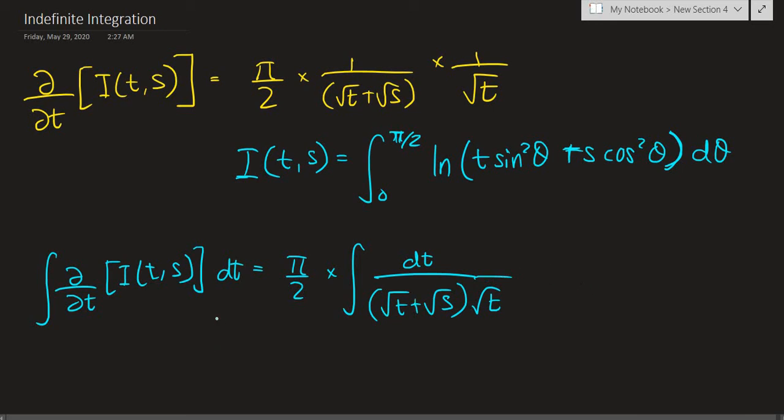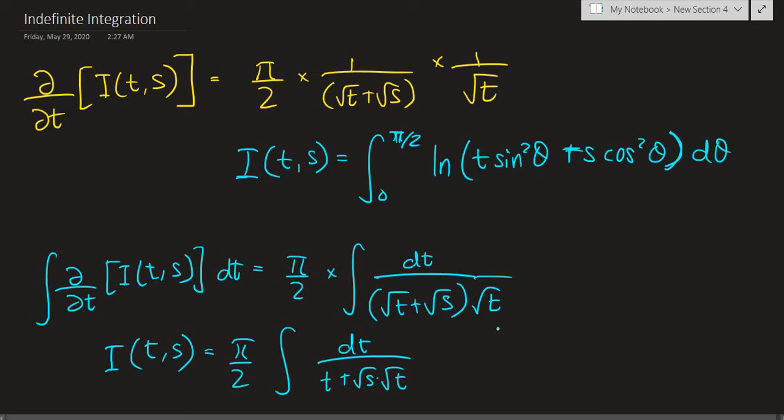So now by the fundamental theorem of calculus, it's almost like the partial derivative with respect to t and the indefinite integral with respect to t are sort of cancelling out. So we just get I(t, s) being equal to π/2 times the integral with respect to t of square root of t times square root of t, which is just t, plus square root of s times square root of t.